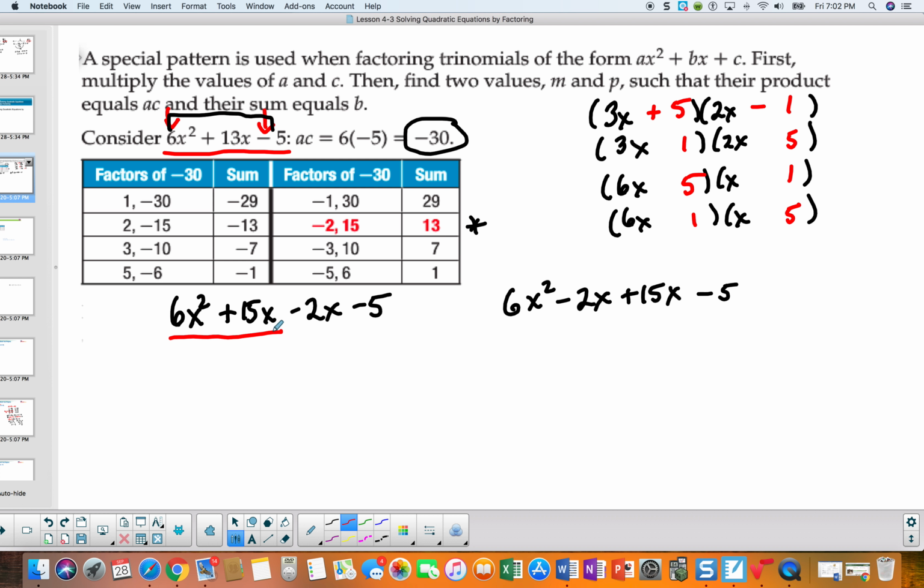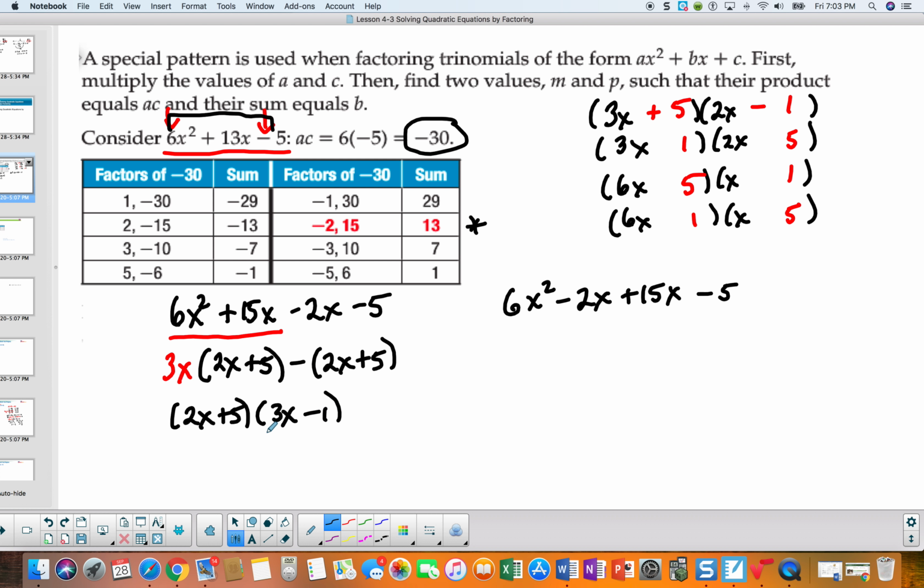Okay, now what we want to do is we're going to take this portion here and we're going to find the greatest common factor, and the greatest common factor is 3x. So when I take out a 3x, I'll have a 2x, and I'll take an x out and I'll have a plus 5 here. All right, now I want to do the same thing here. I want to take out the greatest common factor, which is going to be a negative 1, so this is going to be negative, and then this is going to be 2x plus 5. Now I want you to notice that both of these terms have this common factor of 2x plus 5. When we pull it out, we are going to get left over 3x, and then you're going to have minus 1. And this is the factored form, so this is the answer.